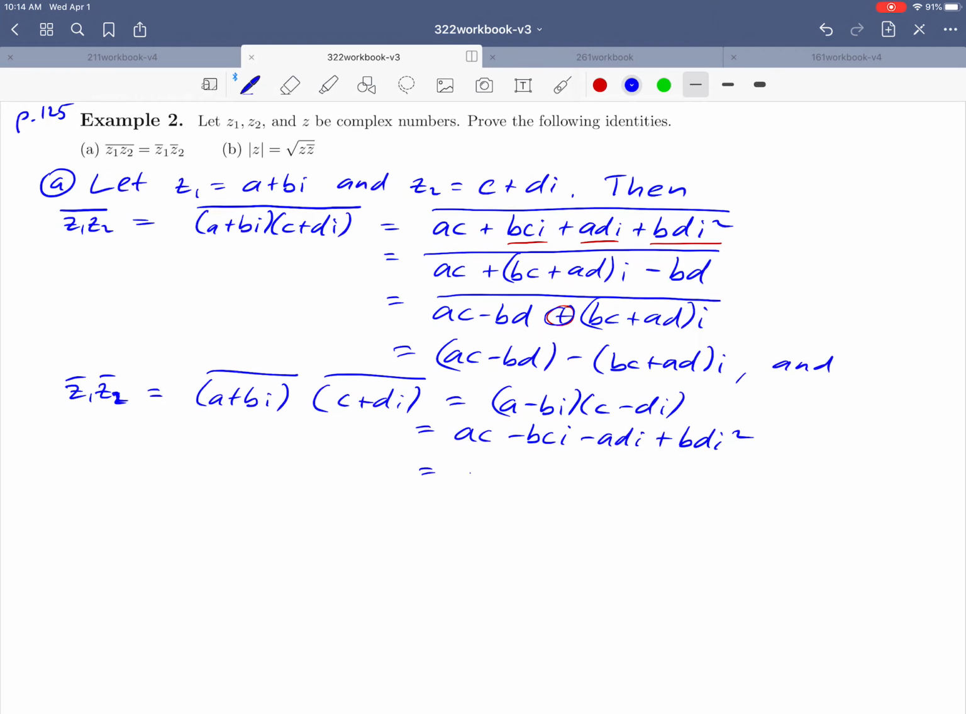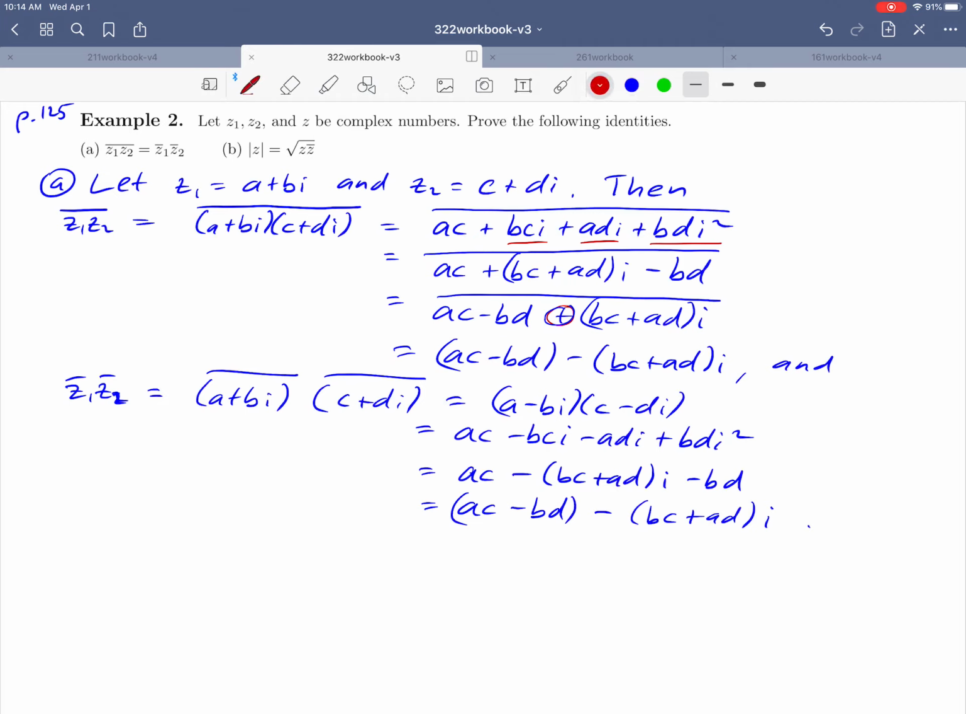Okay, maybe a better way to write this would be AC minus BC plus ADI, and then noticing that BDI squared is minus BD. Okay, and if we put everything back together, let's group like terms together. We're going to get AC minus BD. There's the real portion. Minus BC plus ADI.